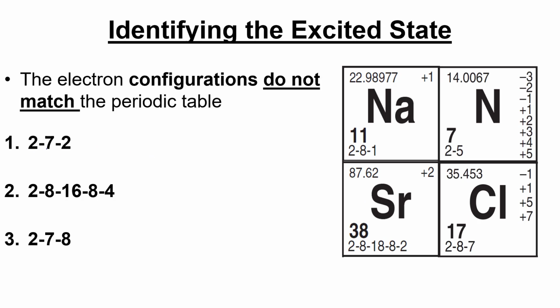Here I have 2-7-2. Let's add up the electrons. Well, I got 11 electrons here. 11 electrons tells me I have, you guessed it, sodium.